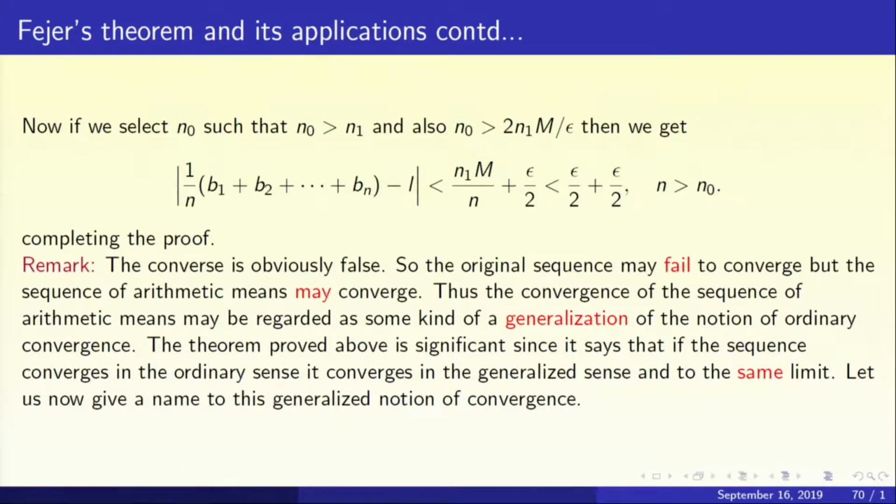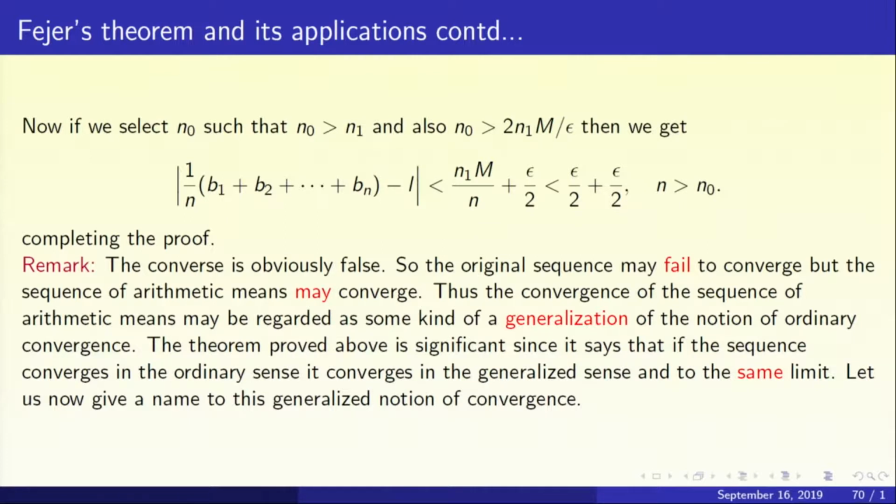get the result, namely that the arithmetic means (1/n)(b1 + b2 + etc. + bn) minus L in absolute value is less than epsilon when n is larger than n naught. And this completes the proof of Cauchy's first limit theorem. The converse is obviously false.